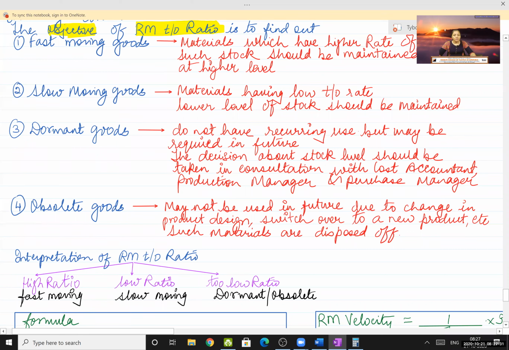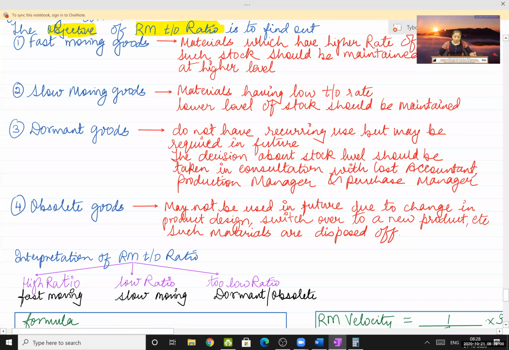Expiry has happened. If the expiry date of the product has passed, then why would you keep it in the godown? When it has expired, obviously it should be disposed of. So they are called obsolete goods. The product design has changed, people are not liking that design right now. The next best reason is the expiry date of the product. So why would you keep such products in the godown?